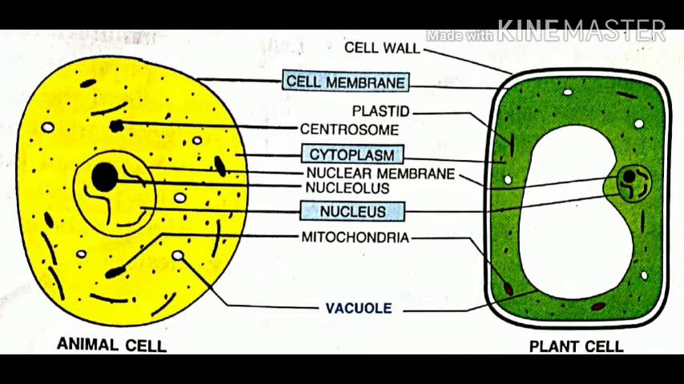These are nothing but the cell organelles. These organelles we will study in next topic. Cytoplasm is a semi-liquid, colorless substance. It is found between the nucleus and the cell membrane in the cell.